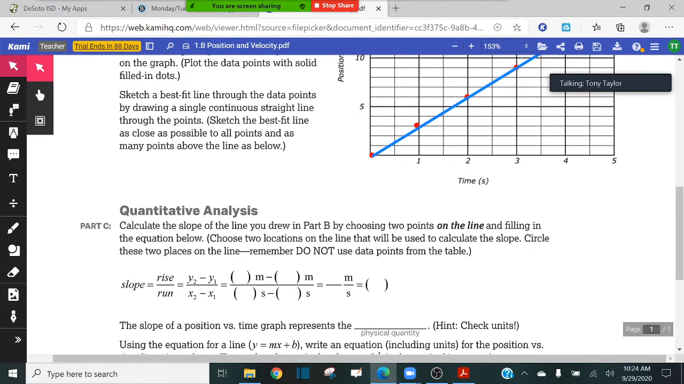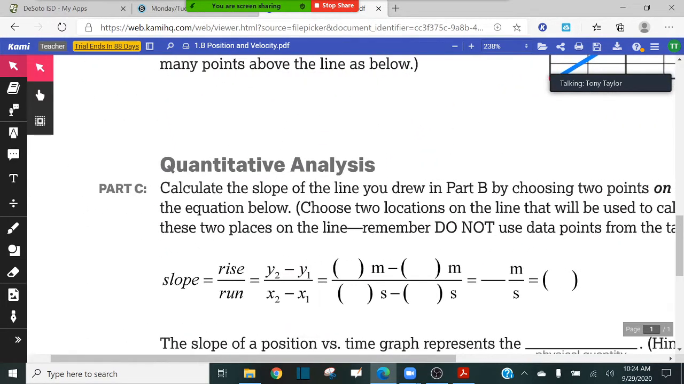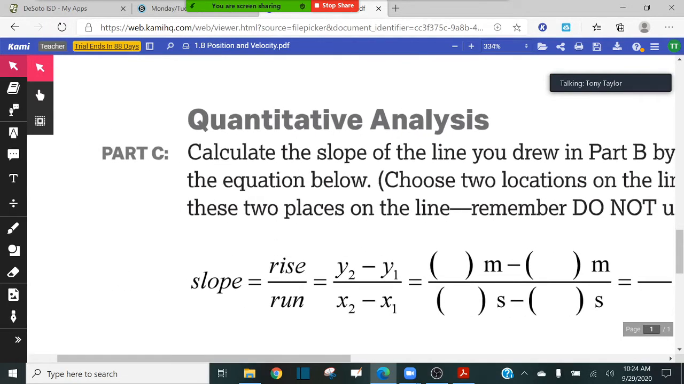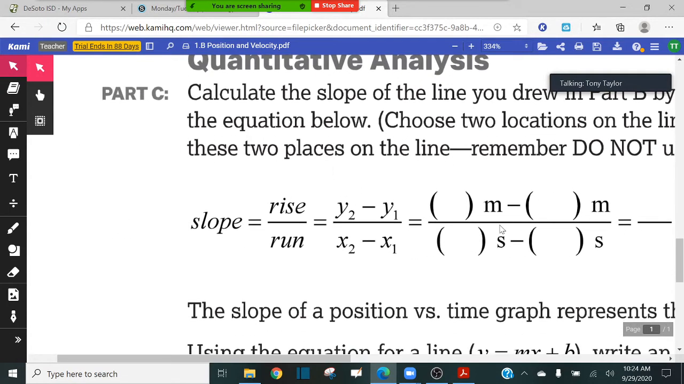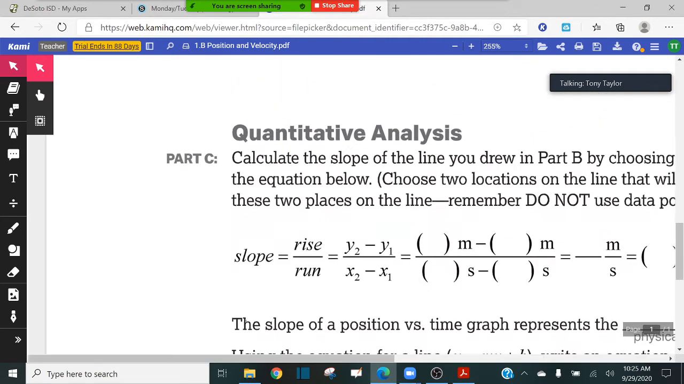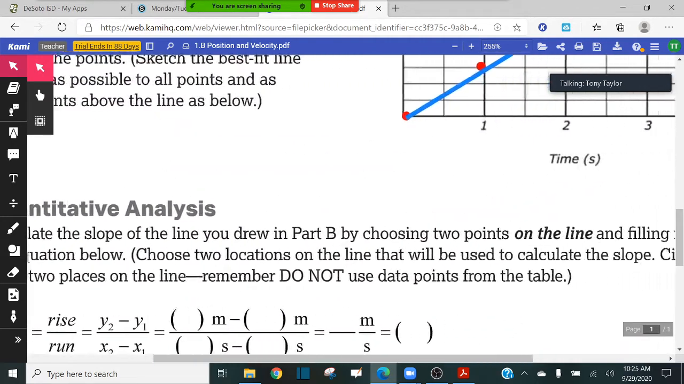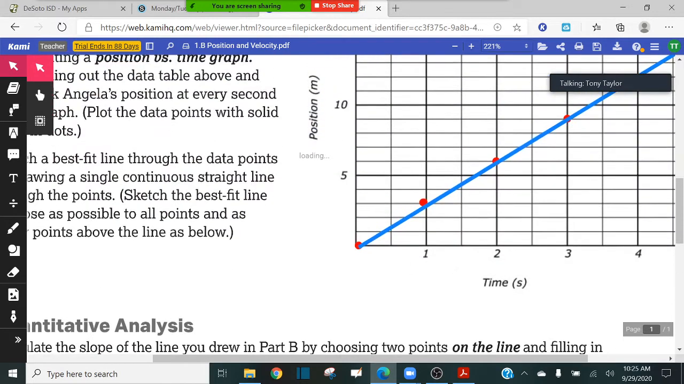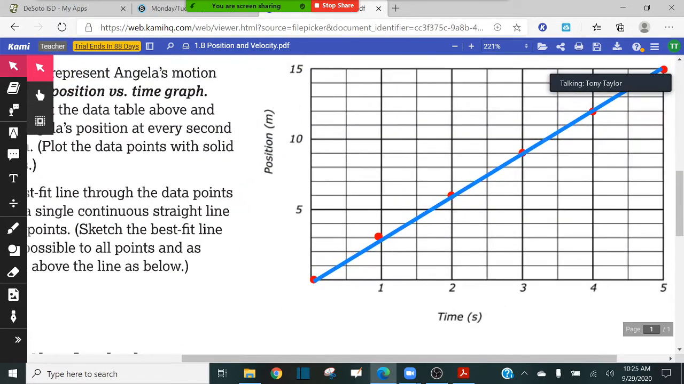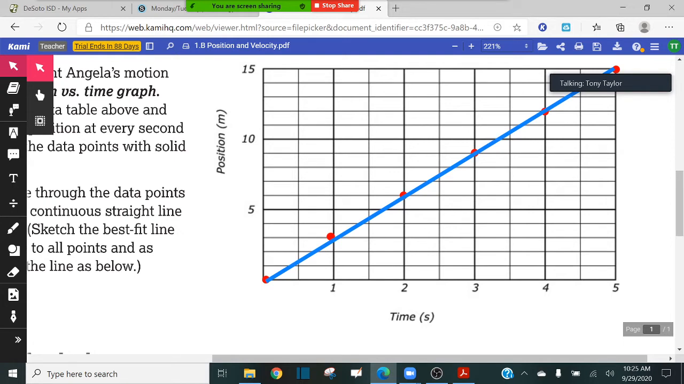So before we calculate the slope, you guys should remember this from algebra. What is the definition of slope? Y'all know this. Slope is just equal to what? Rise over run. Yeah, rise over run. Or in other words, y2 minus y1 divided by x2 minus x1. So in other words, guys, we need to pick two points that touch our best fit line. And again, our best fit line is the line that goes through all the data points.